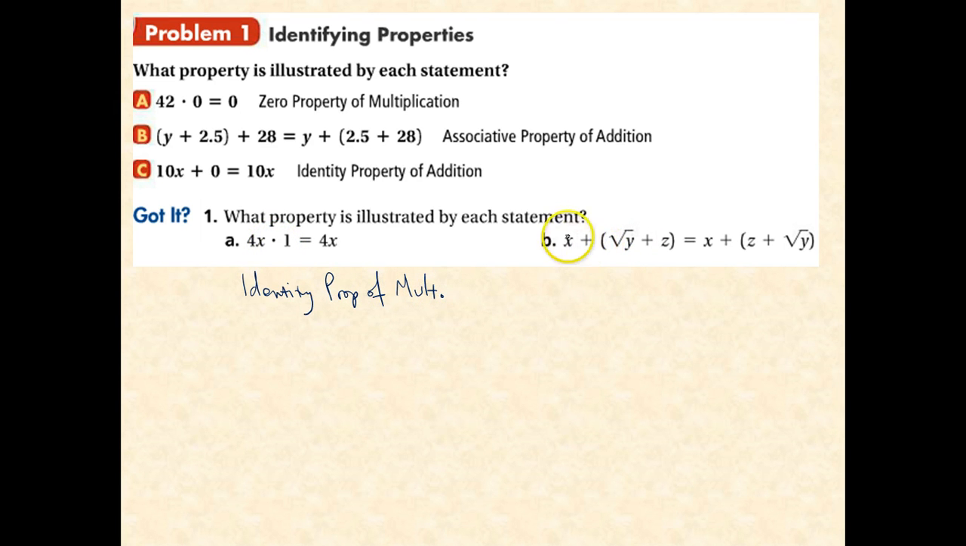How about over here? x plus (square root of y plus z) equals x plus z plus square root of y. Now you might see parentheses and say, oh yeah, that's the associative property. Associative property is about parentheses. But we didn't change what the square root of y was associated with, did we? Square root of y plus z in the parentheses, and it's still square root of y plus z in parentheses. What really changed is the order. The z and the y got flip-flopped, and that is the commutative property of, we're adding, so addition.